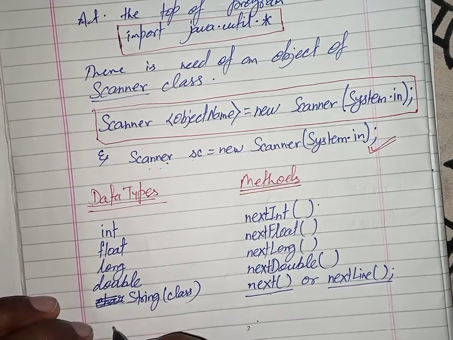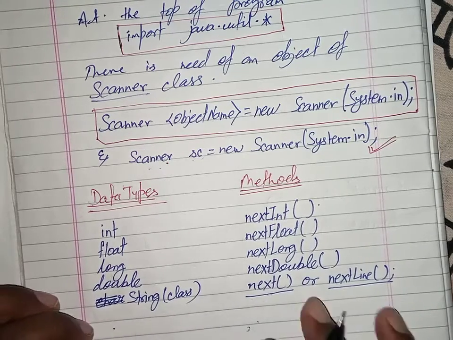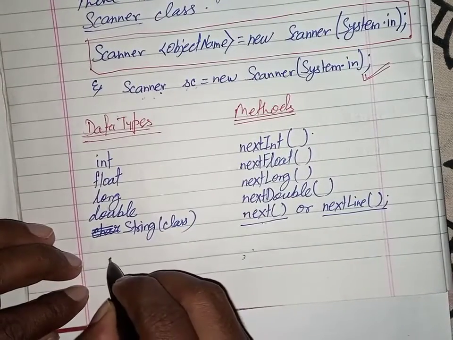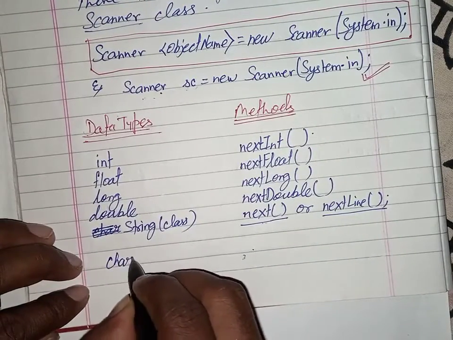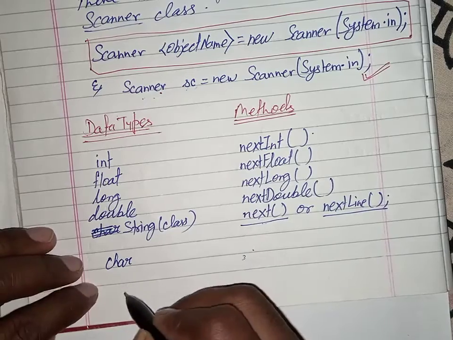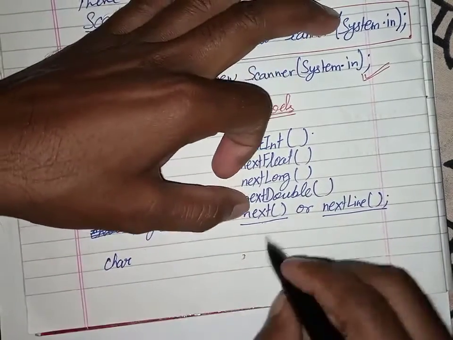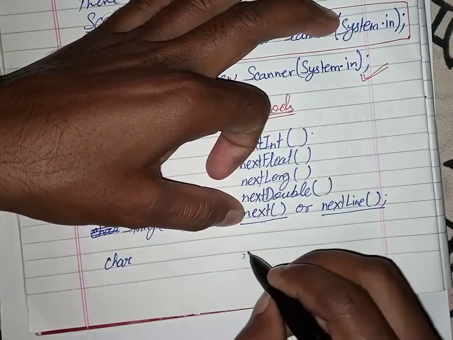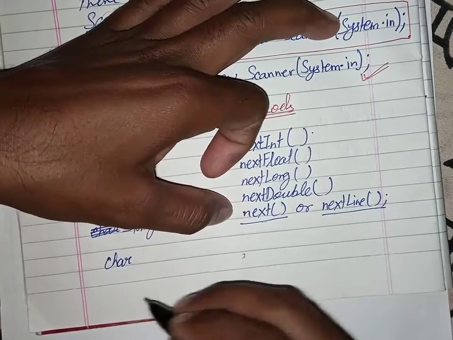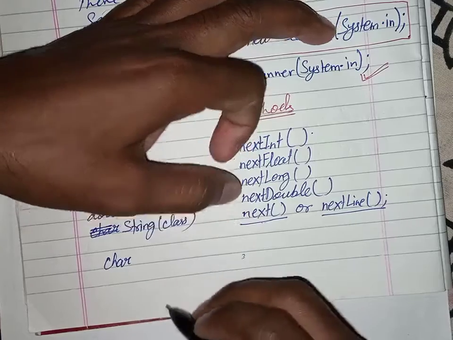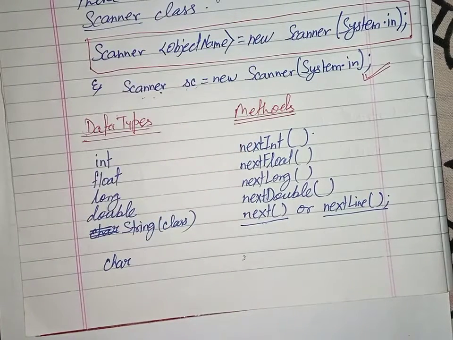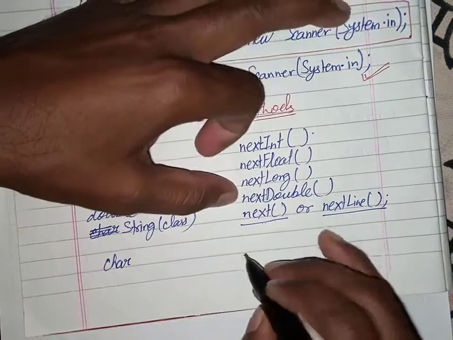And the next one is char. Suppose if we have a char data type, means character, if we want to input a character, then mind this point, because it is always difficult, it is very hard, always in the program it is asked to input a character value.